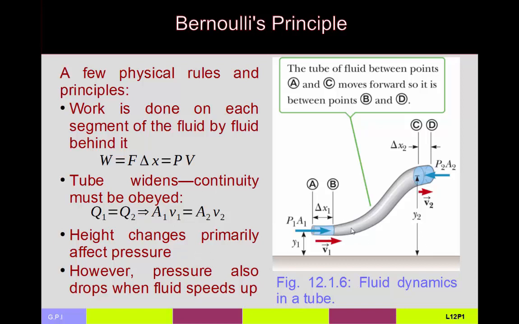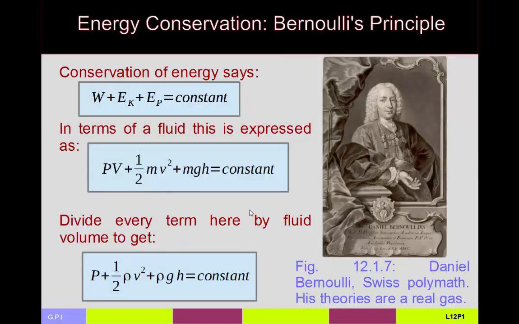There's also the possibility that fluid might change height in moving through this tube. Those changes in height are primarily going to affect pressure, but with that said, pressure is ultimately also going to drop when the fluid speeds up. So let's put all those things together. We have conservation of energy, which says that work plus kinetic energy plus potential energy must be constant, provided that there's no external work done on the system, provided that the system is isolated.